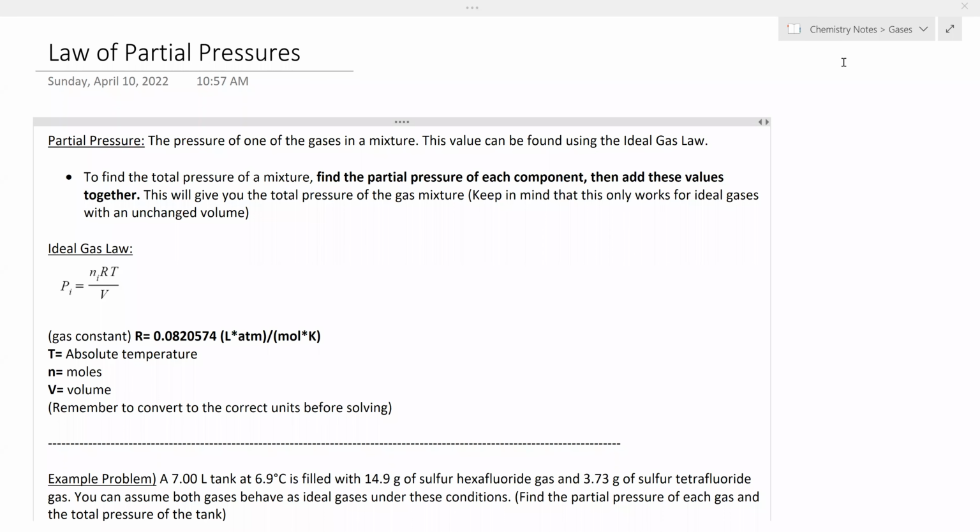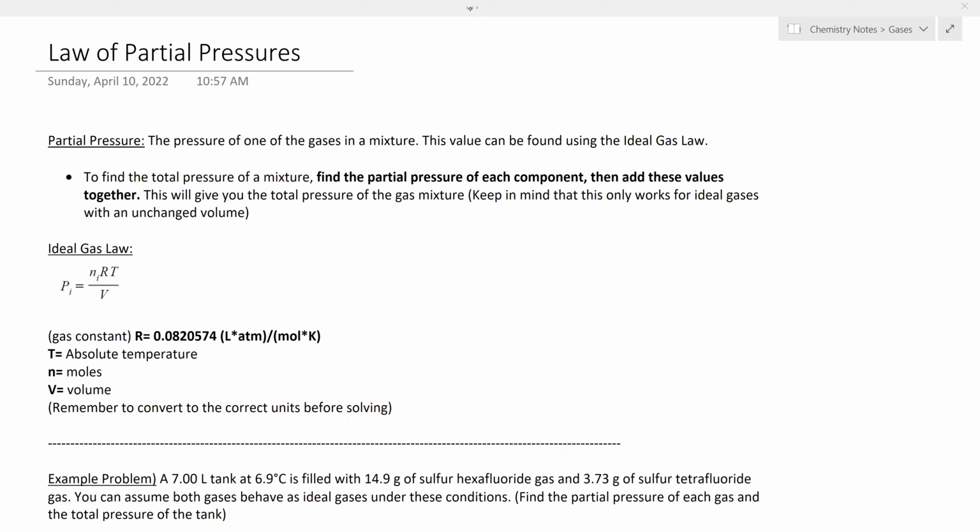Okay. So this is the law of partial pressures. So what is partial pressure? The partial pressure is the pressure of one of the gases in a mixture. And this value can be found using the ideal gas law, which we've written down below.